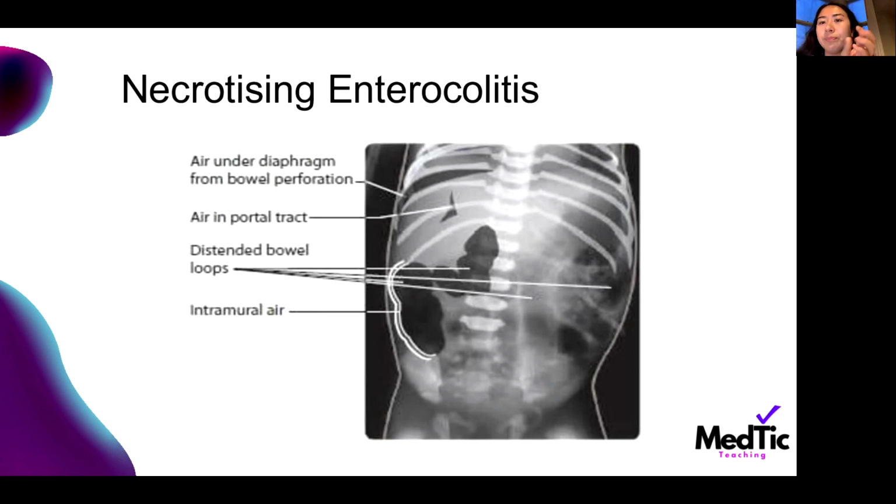These are some classic X-ray findings that you might find in NEC, and they're examinable as well. You can see air under the diaphragm, which can occur if there's bowel perforation, and air in the portal tract, which I've been told looks a bit like dark tree branches in the liver. Then you can get distended bowel loops, and the intramural air that I was talking about, which is very pathognomonic for NEC. That's another key buzzword.